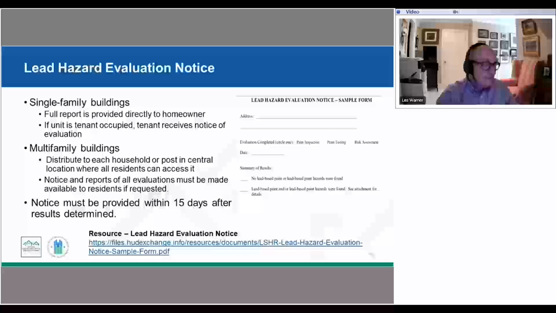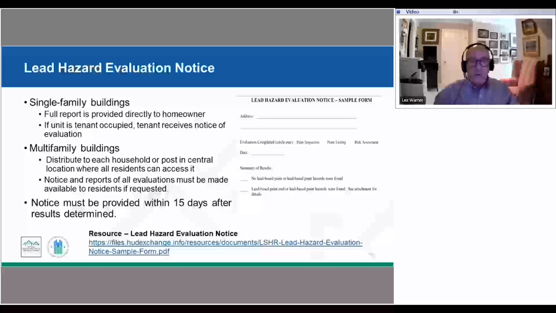There is then a sample report we talked about. After that lead hazard evaluation has been completed by a certified person, we need to make sure that we provide a notice on that lead hazard evaluation to our occupants within 15 days after you've received the results back. So we need to have a process in place to make sure that that's done in a timely manner.